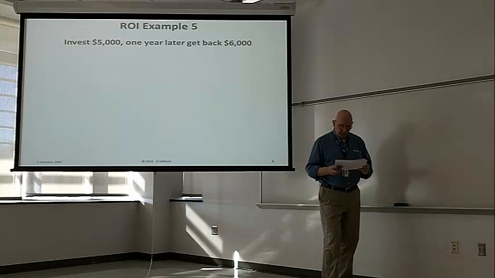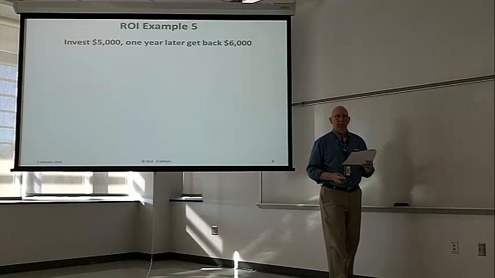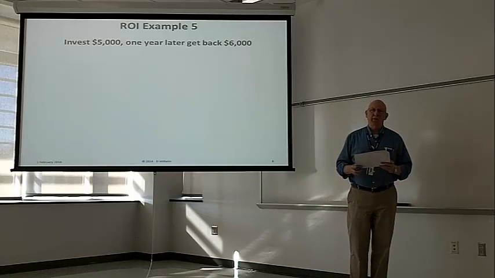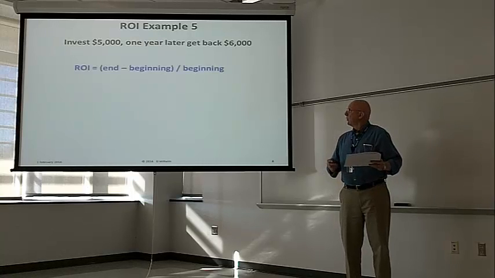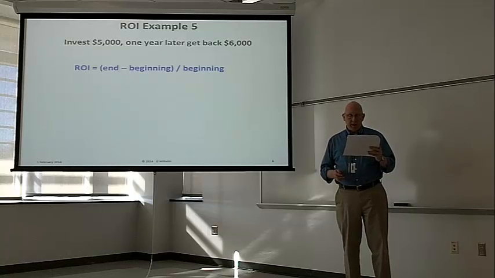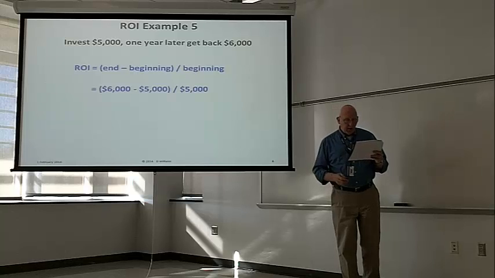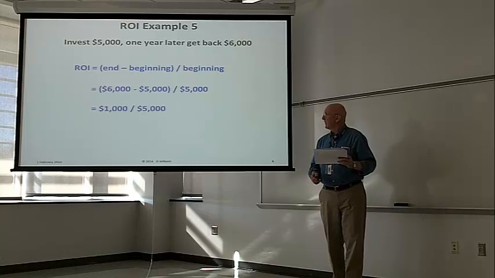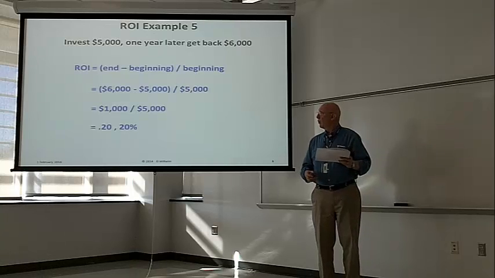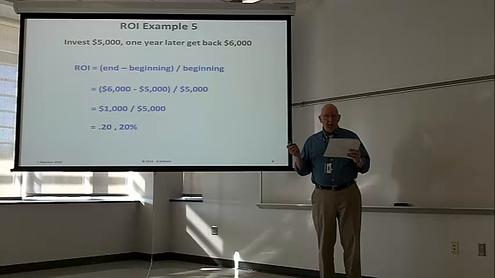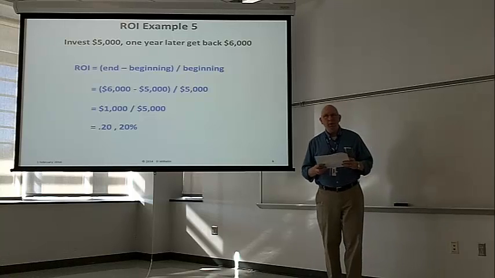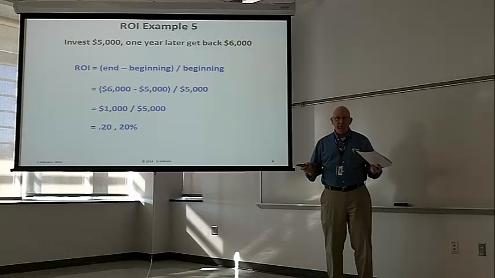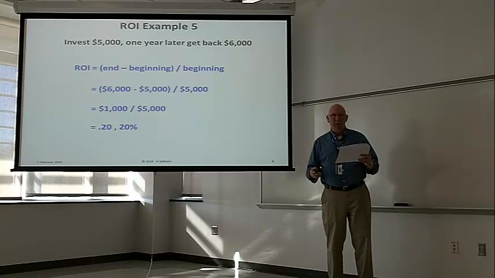Here's one with a slight twist. Invest $5,000. 1 year later, get back $6,000. We hadn't specified that yet in the previous examples. Once again, end minus beginning divided by beginning. 6 minus 5 divided by 5. 1,000 divided by 5,000. 0.2 or 20%. This, because it is 1 year, could also be called the annual return on investment or annual rate of return, as opposed to just rate of return on investment, which was rather unspecific about how long it took.